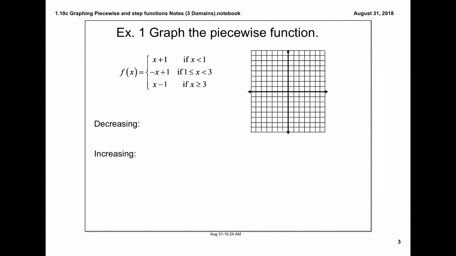When we graph a piecewise function, we want to graph each of the pieces individually. Remember, when we graph linear functions, we're using y equals mx plus b, where m is our slope and b is our y-intercept. Looking at this first function, we have x plus 1. So I know my y-intercept is 1, and my slope is up 1, right 1.